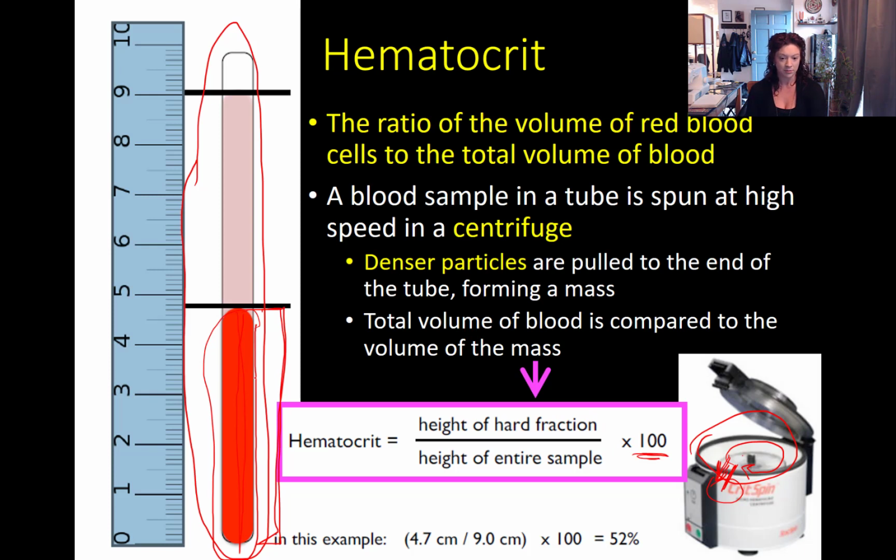So in this example, the hard fraction goes up to about the 4.7 centimeter mark. Total volume is up here at about 9 centimeters even. Divide those, multiply by 100, and what you get is the number 52. That means 52% of this blood sample is made up of erythrocytes, or red blood cells.